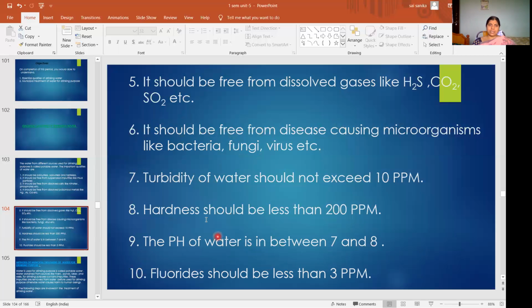So these are the 10 essential qualities of drinking water, and this question is very, very important. Maximum times repeated this question. So for 3 marks, for 5 marks, or for 1 mark also they can ask to write 2 essential qualities. So very, very important question.